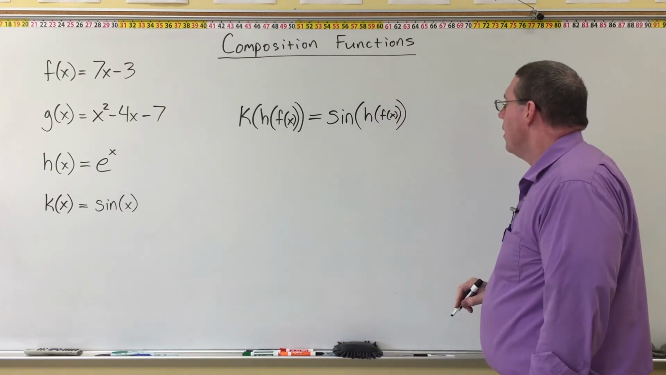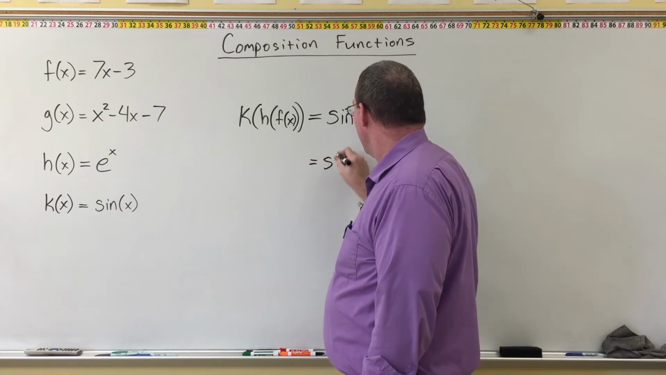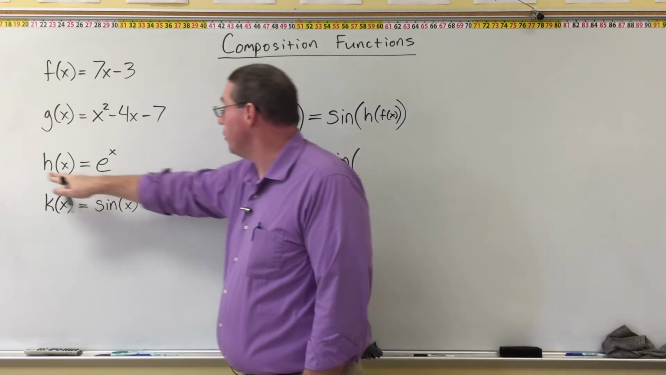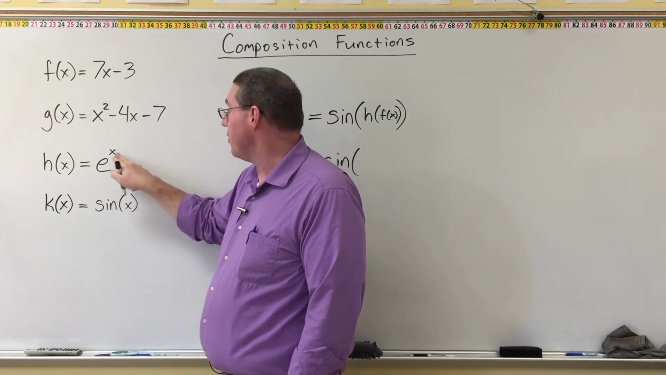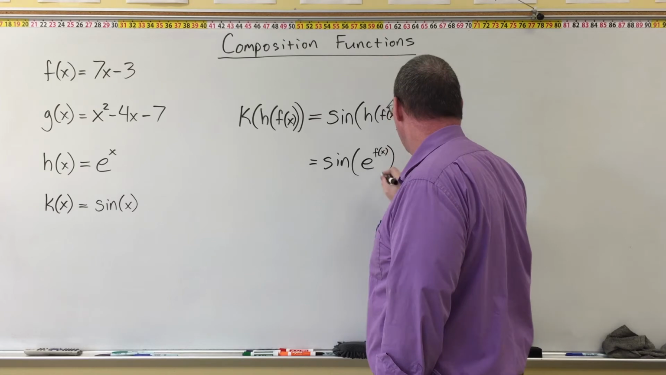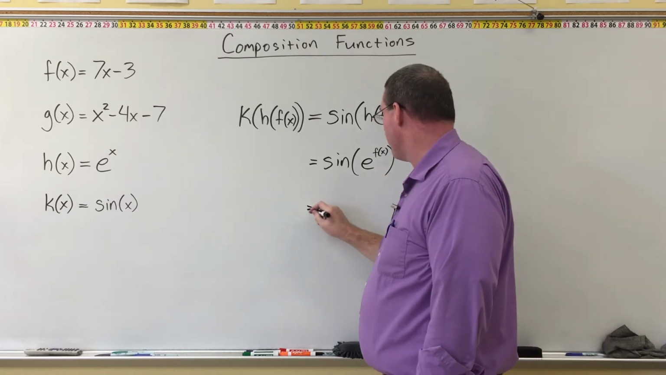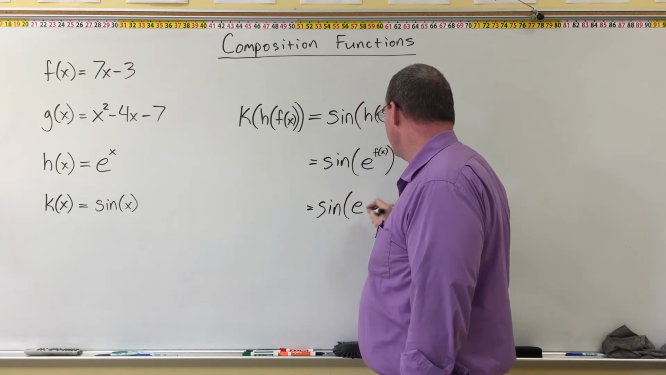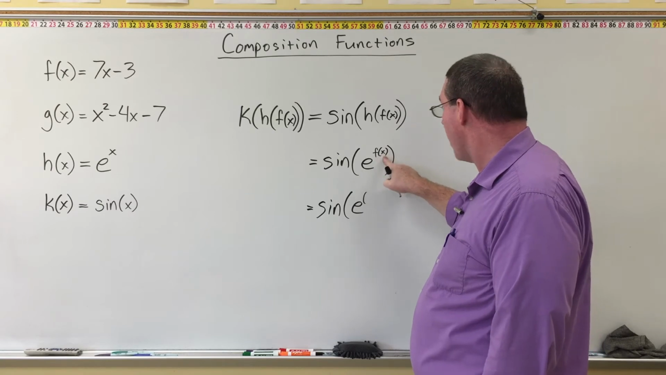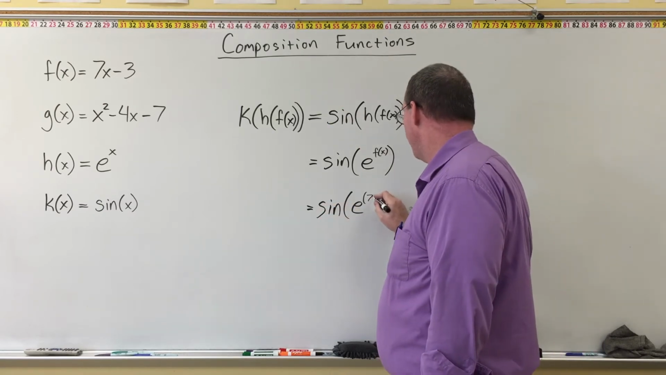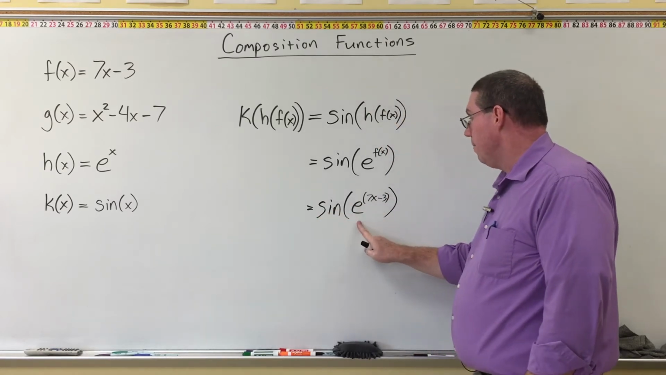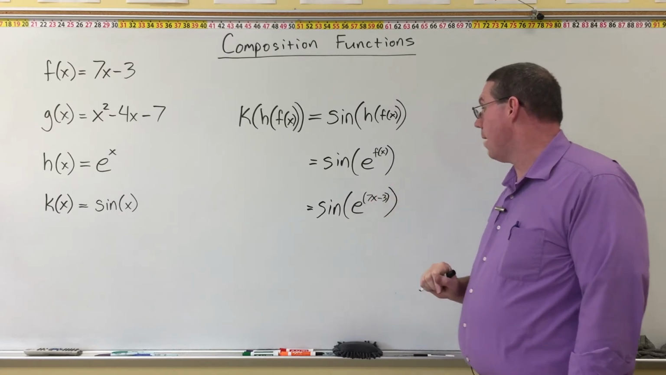You see that? And now we can write it again, sine of, now we can put h here. Well, h of f of x is going to be h of x, e to the x power, but in place of the x, we'll put f of x. So it'll be e to the power of f of x. There we go. And now we can replace f of x. Instead of writing f of x, we're going to write what f of x is, which is 7x minus 3. And so now we have sine of e to the power of 7x minus 3.